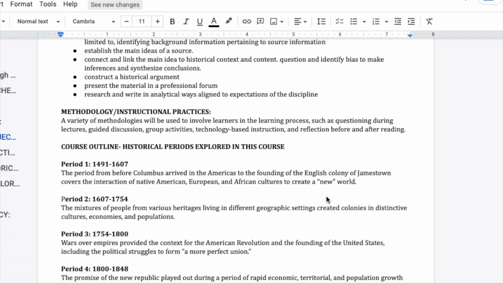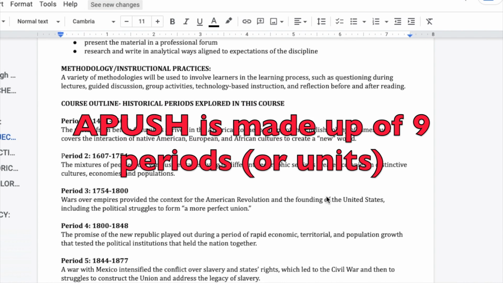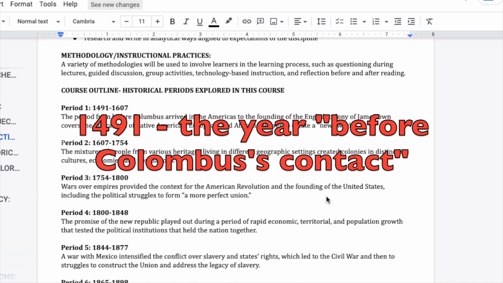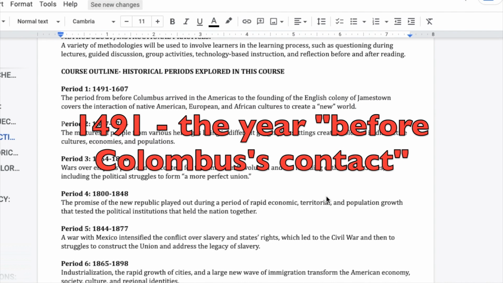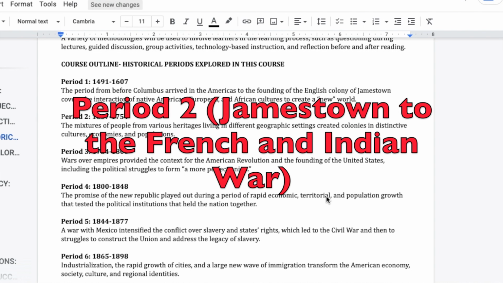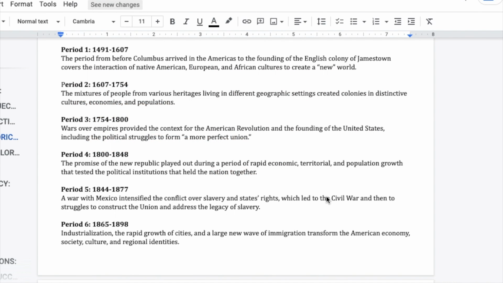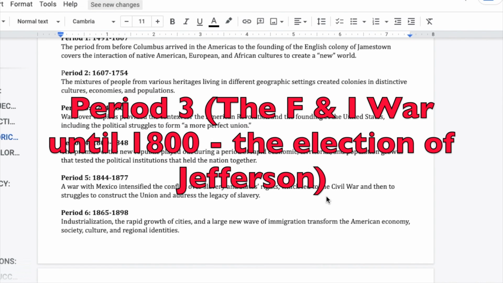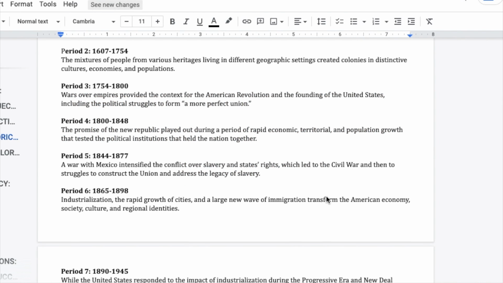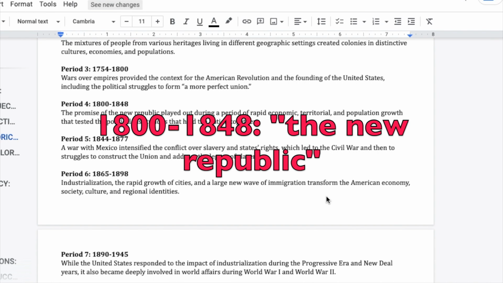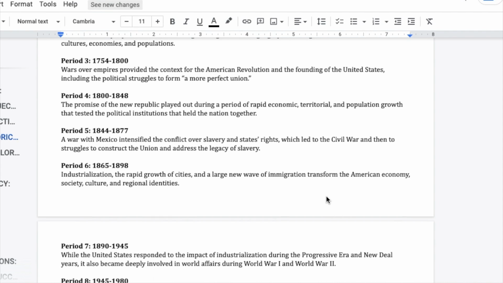The APUSH content is divided into 9 periods. Period 1, again, starts in 1491 and ends in 1607, which is when Jamestown is settled. Period 2 is the Jamestown settlement up until the French and Indian War. Period 3 is the beginning of the French and Indian War through the 1800, which would be the election of Thomas Jefferson. 1800 to 1848, this would be the period known as the New Republic, and the economic, territorial, and population growth that tested many political institutions.